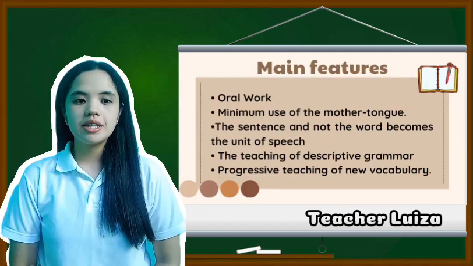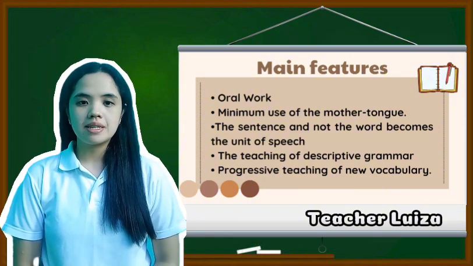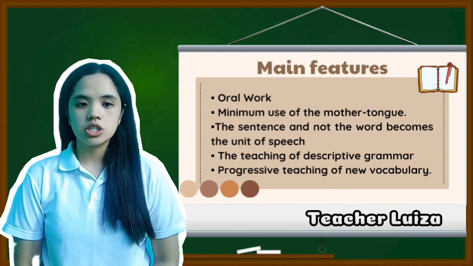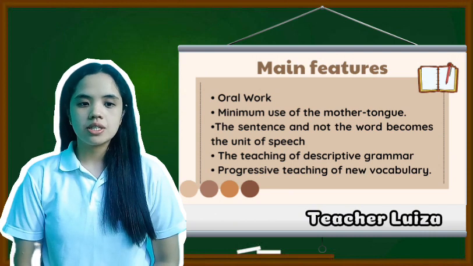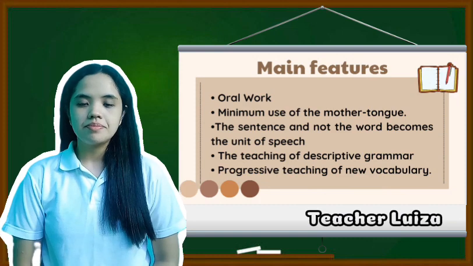Here are the main features of direct method. First, oral work. In oral work, speech is very important. The direct method lays stress on the oral aspects of English. The child first listens and then speaks. This will develop a language sense among the children. Oral teaching will also form the basis of reading and writing.